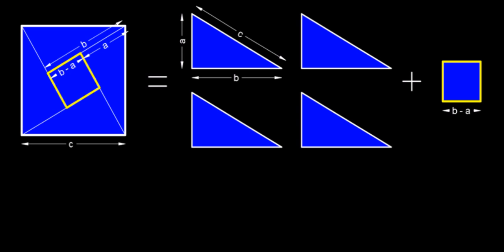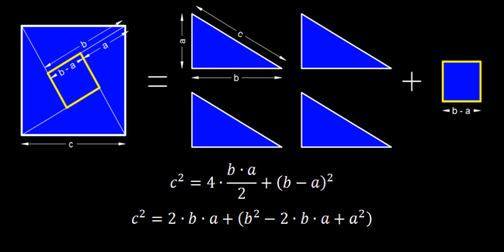So the area of the big square is equal to the area of the 4 triangles, plus the area of the little square. The area of the big square is C squared, and this is equal to 4 times the area of the triangle, half of the product of the base, B, and the height, A, plus the area of the little square, B minus A squared.